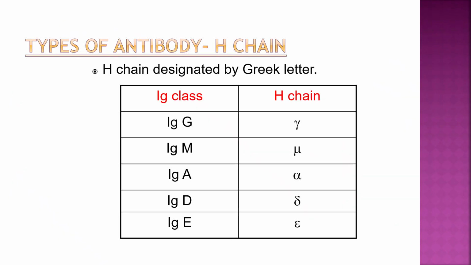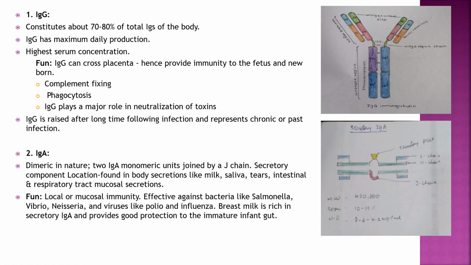Types of antibody are classified according to the H chain, which is designated by a Greek letter. IgG, the H chain is gamma; IgM, the H chain is mu; IgA, the H chain is alpha; IgD, the H chain is delta; IgE, the H chain is epsilon. The first immunoglobulin is IgG, which constitutes about 70 to 80% of total immunoglobulins of the body. It has maximum daily production and the highest serum concentration.